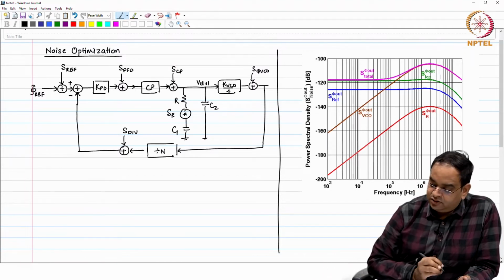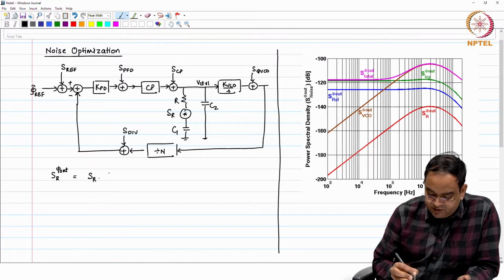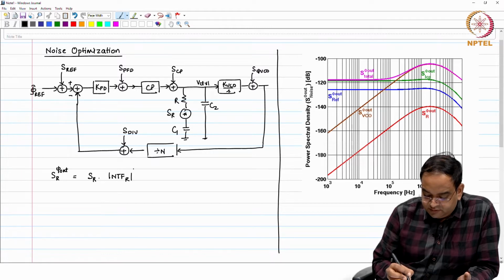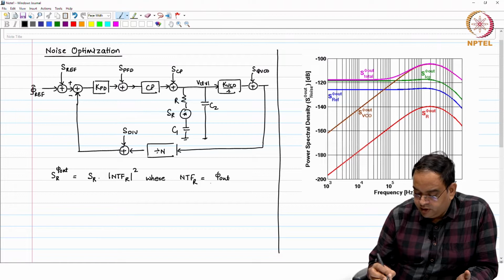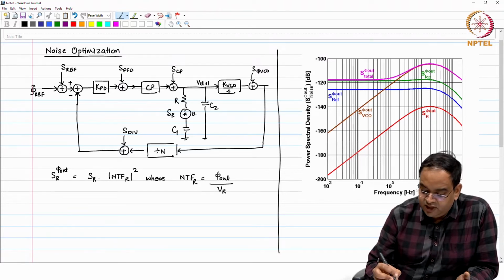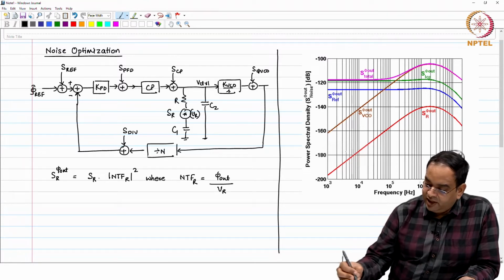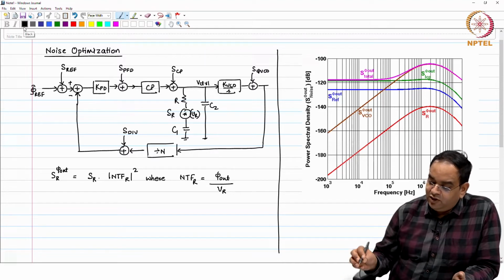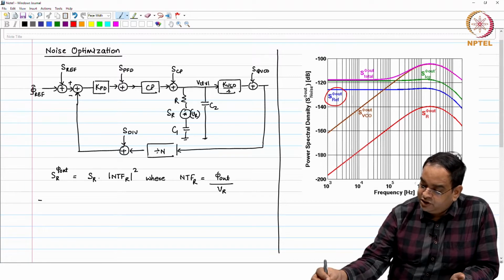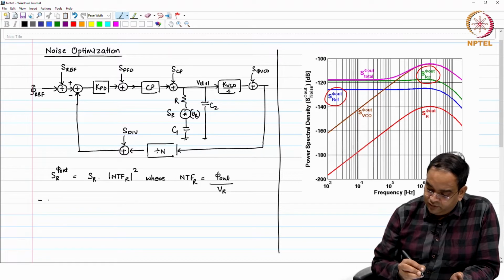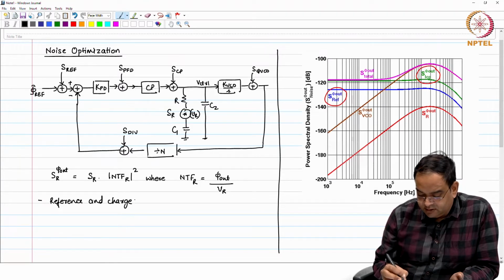What we are plotting here, just to recall, is S R phi out, which is S R times NTF, the noise transfer function for the resistor, where NTF of R is equal to phi out divided by V_R, the equivalent noise voltage for the resistor. So, we are plotting the output noise spectral densities. The important thing to highlight is that the reference noise and charge pump noise are low pass filtered.